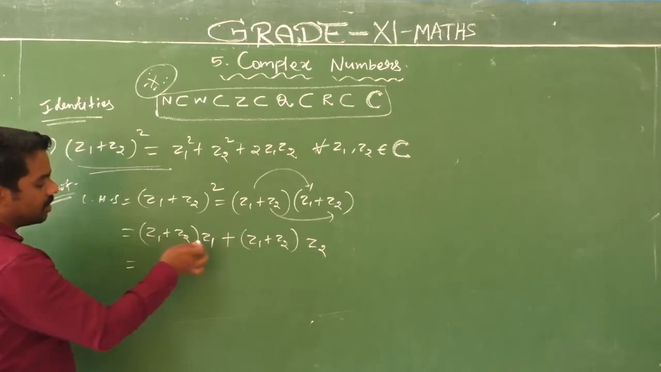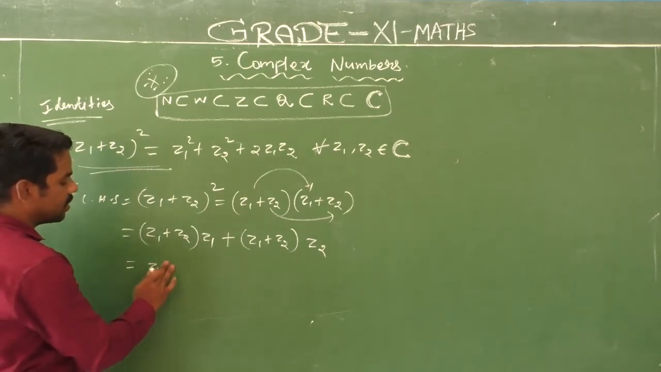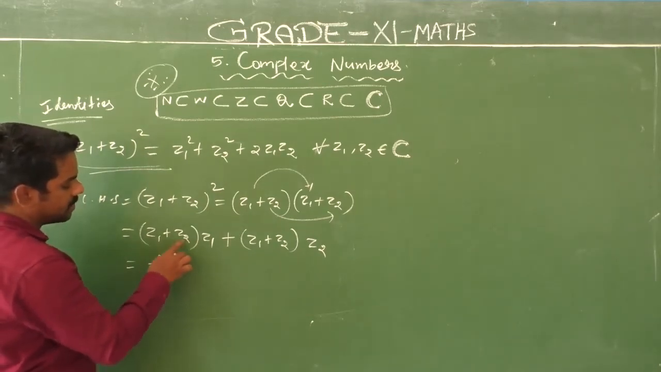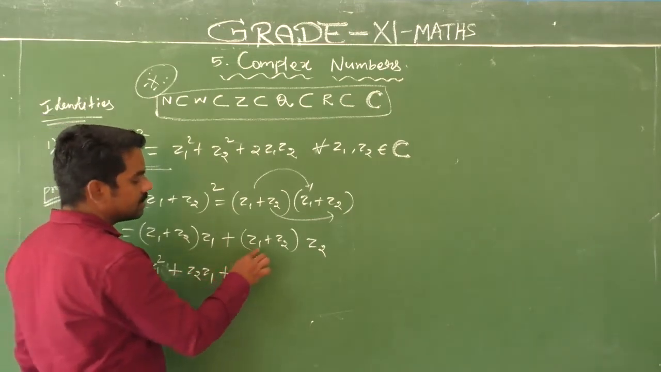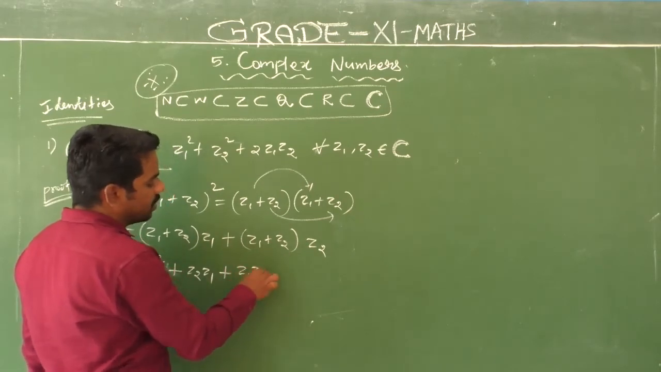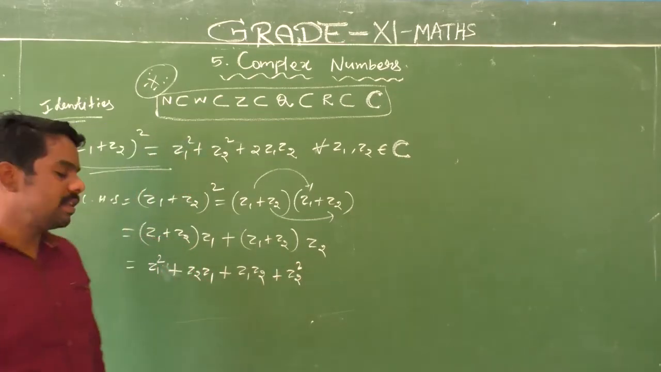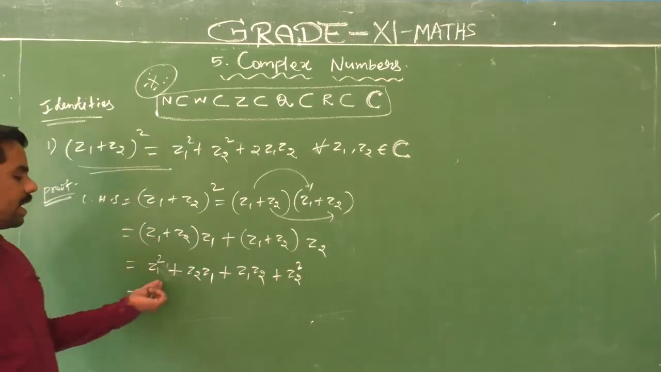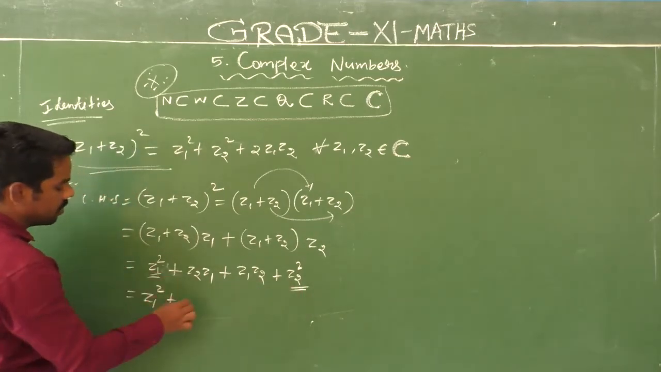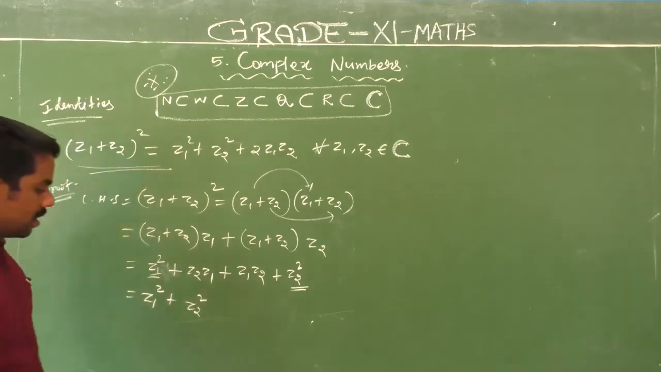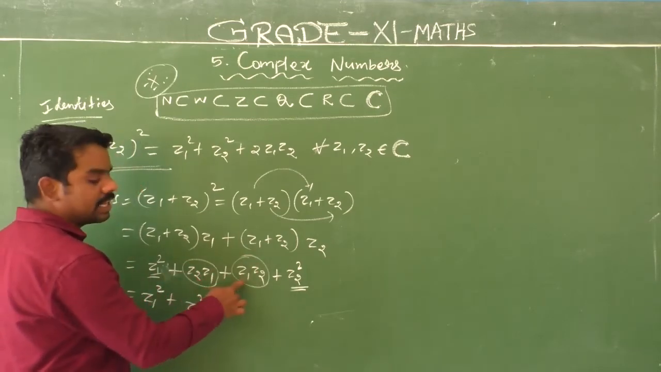So it is written as Z1 into Z1, which is Z1 squared, plus Z2 into Z1, plus Z1 into Z2, plus Z2 into Z2, which is Z2 squared. Okay, right. Z1 squared plus Z2 squared plus Z2 Z1 and Z1 Z2.